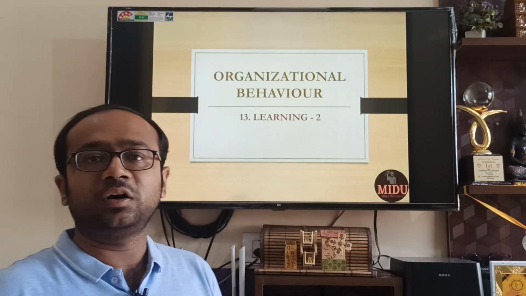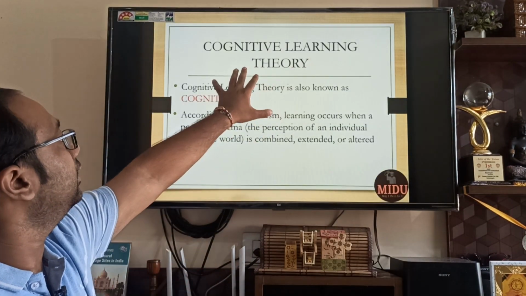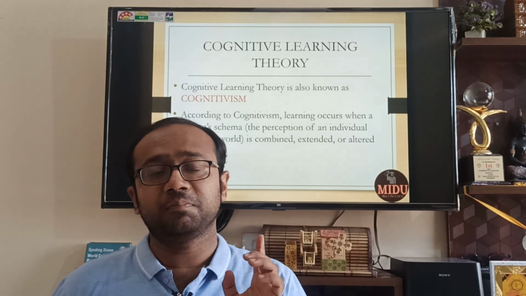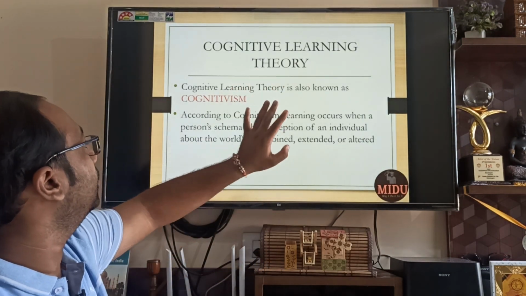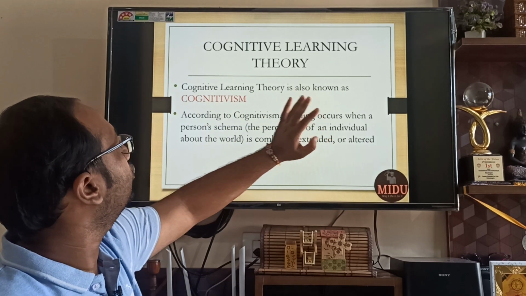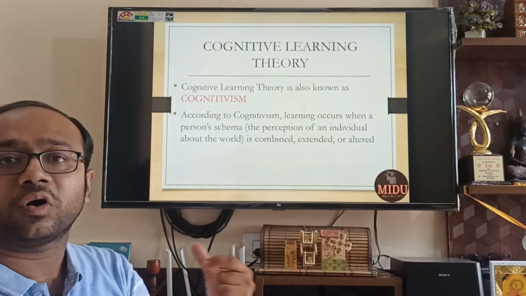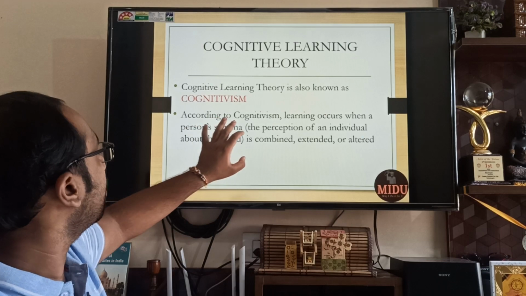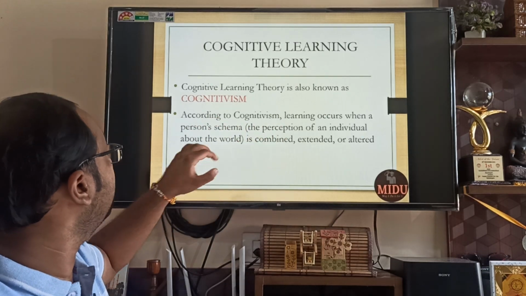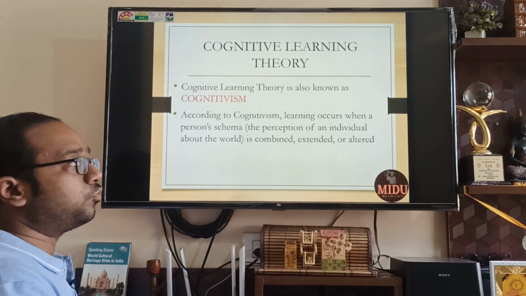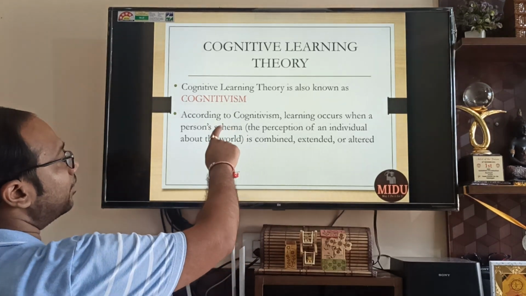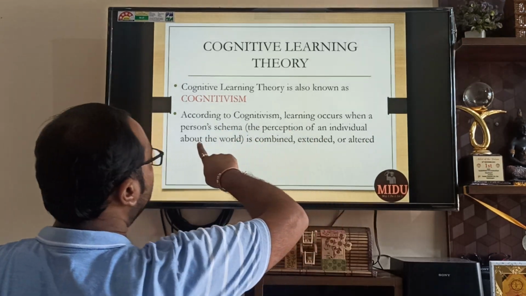Today we will go to the third theory, which is cognitive learning theory, and this theory is very important, my dear friends. That is why we will dedicate a complete video to the theory. This cognitive learning theory is also known as cognitivism. According to cognitivism, learning occurs when a person's schema is combined, extended or altered. First of all, let us focus on this word schema. What is schema? The perception of an individual about the world.